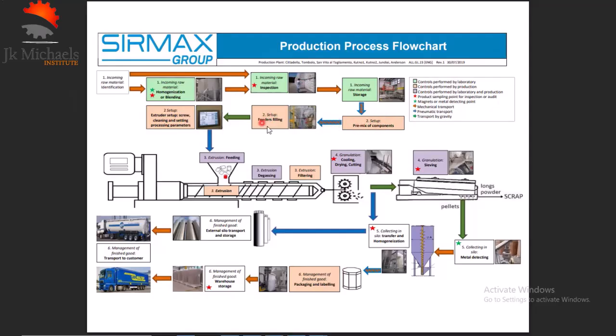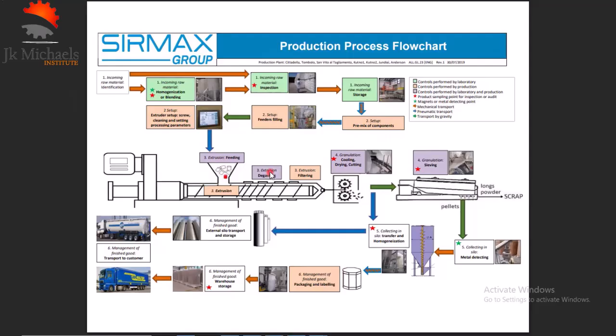And then of course, setup will include feeders filling, again, controlled by production. And then setup will include extruder setup, which will be screw cleaning and setting the process parameters, right? Again, controlled by production. So you can see step 3, which is extrusion, which is feeding, right? Now, these purple controls are performed by laboratory, working together with production, right?